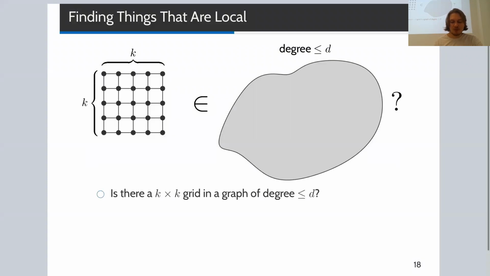So the picture kind of looks like this, with a graph of degree at most d, and we're interested in whether there's a k by k grid as an induced subgraph. And we notice that this k by k grid has diameter at most 2 times k.